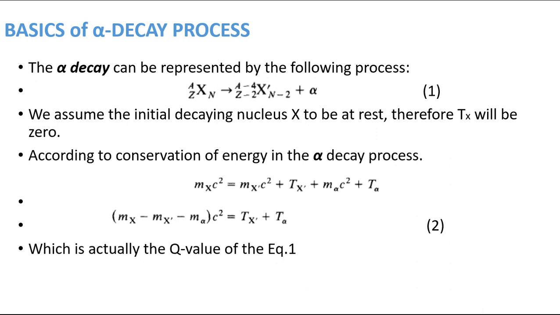On the left side we have only X, which is at rest, so its kinetic energy will be 0. We have only its rest mass energy, which is equal to mx c squared. On the right-hand side we have two products, X prime and alpha. For X prime we have rest mass energy and also the kinetic energy Tx prime, and for alpha we have the rest mass energy and the kinetic energy T alpha. As we already know, due to the lightness of the alpha particle, we have to determine T alpha.